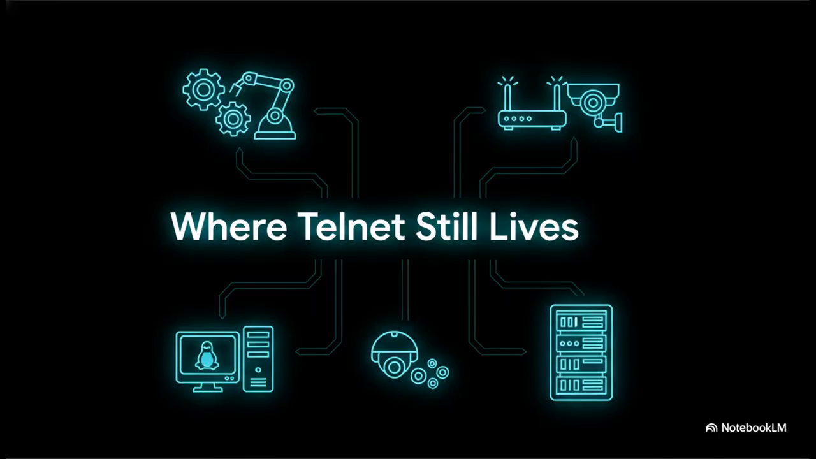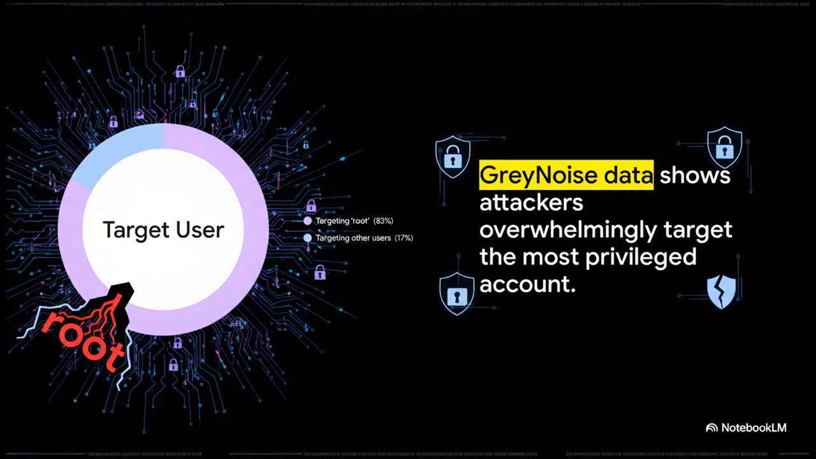And this is really why it matters so much. Telnet is still alive and kicking in these critical and often very hard to patch places. We're talking industrial control systems, embedded IoT devices, old network gear, legacy servers, the kinds of systems you can't just reboot or update whenever you want. That's what makes this bug so dangerous. And if you look at the data from GreyNoise on what attackers are actually doing, they are not messing around. Over 83% of the time, they are using this exploit to go straight for the root account. They aren't trying to be subtle. They want total system compromise from the very first move.